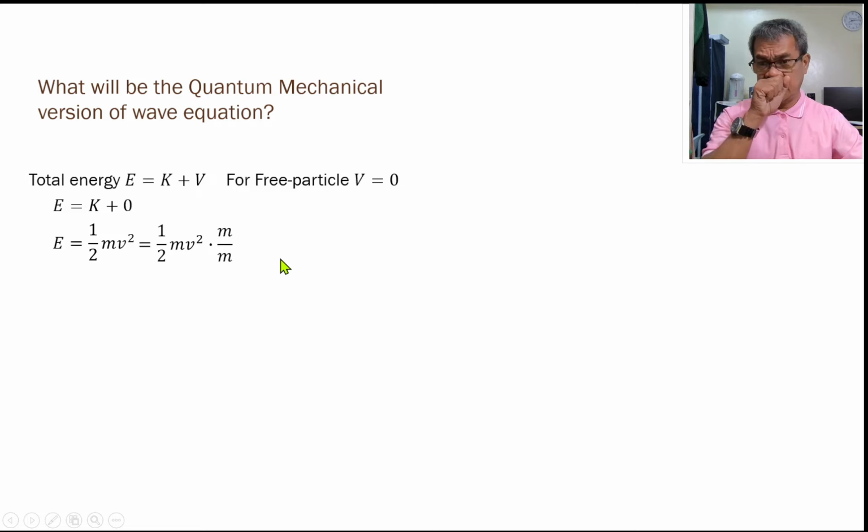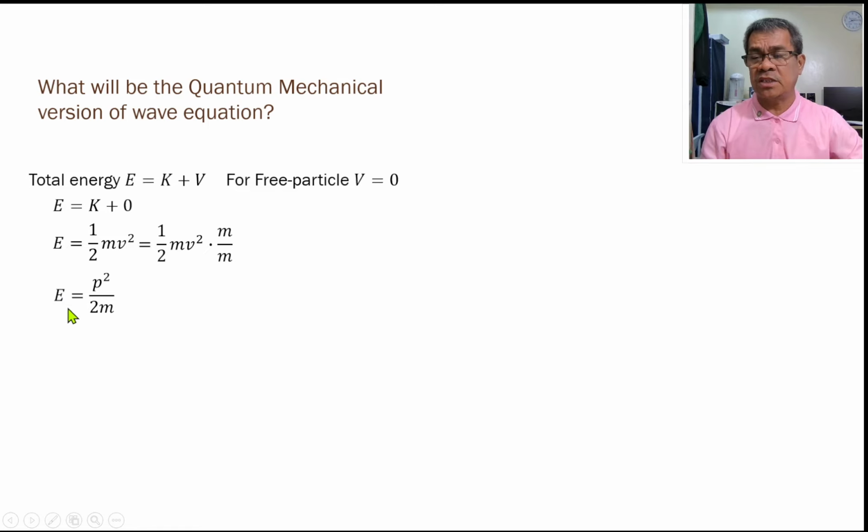So therefore, this is equal to momentum, because m times v is momentum squared. So this is p squared over 2m. So this is the energy in terms of what? Of momentum in free space, because we think of a free particle. So therefore, this is a definition of energy.